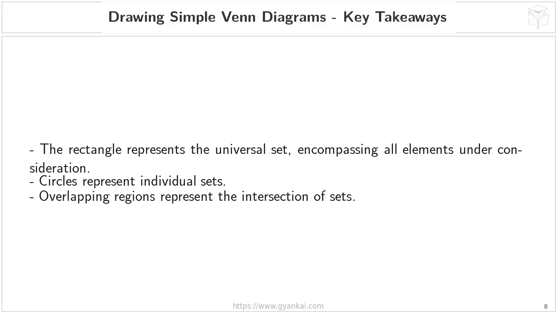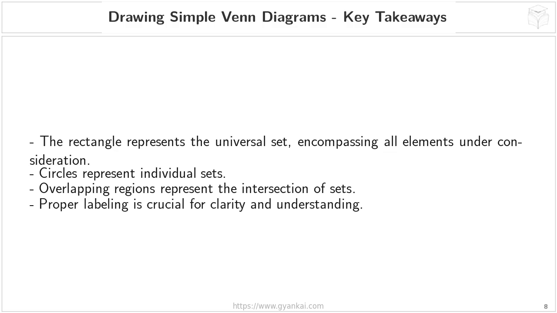Now the really important part, where the circles overlap. That overlapping region represents the intersection of the sets. If we were to write that mathematically, it would be A intersection B. What that means is, it shows all the elements that are present in both set A and set B. It's where the two sets have something in common.